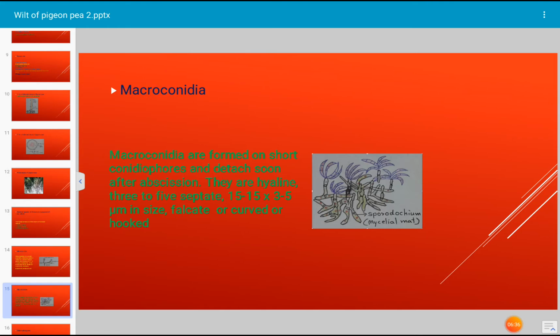Macroconidia are slightly larger conidia produced by the fungus. The fertile mat of the fungus is known as the sporodochium, on which the fertile hyphae are present and the Macroconidia are produced. The Macroconidia are hyaline, 3 to 5 septate, and falcate, that is slightly curved or hooked.